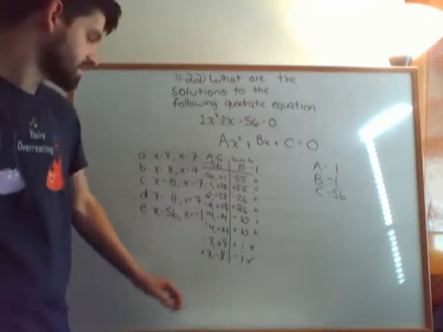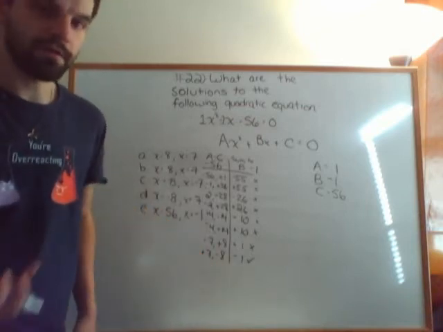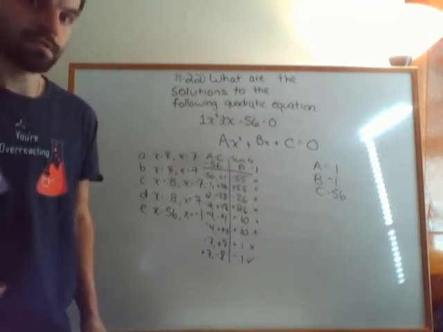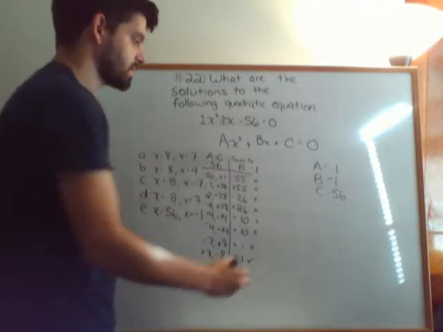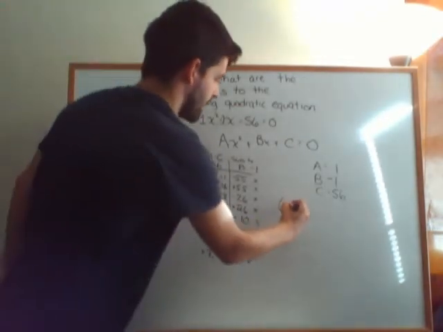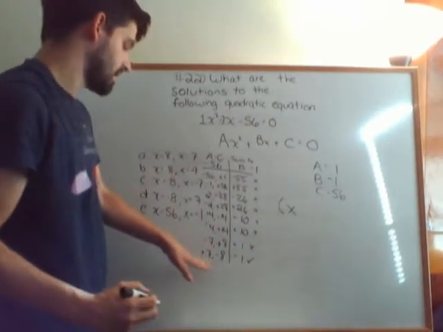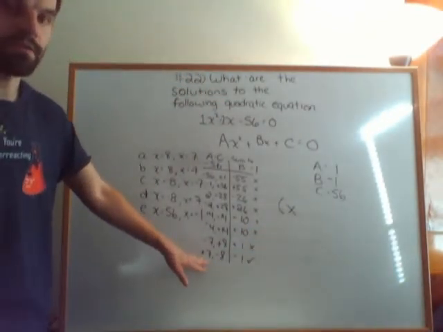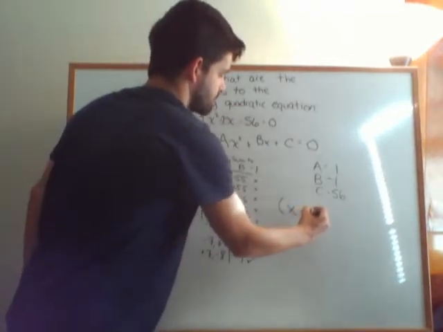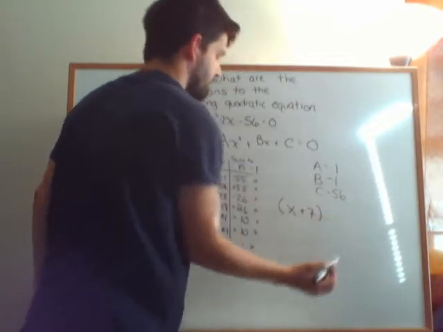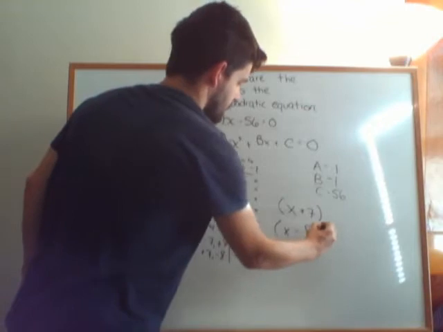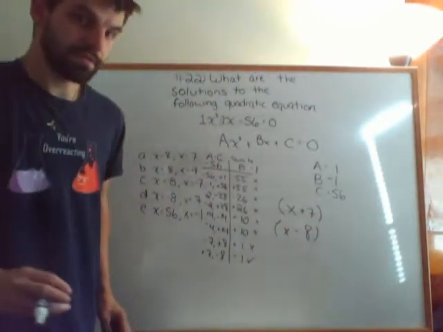What we need to do now is take these factors, set them up as a binomial expression with the variable x, and use that to solve for the solutions. Here's what I mean by that. What we're going to do to set up a binomial expression is take the variable x and then just add on the value with its corresponding sign. So we have x plus 7 and we have x minus 8.